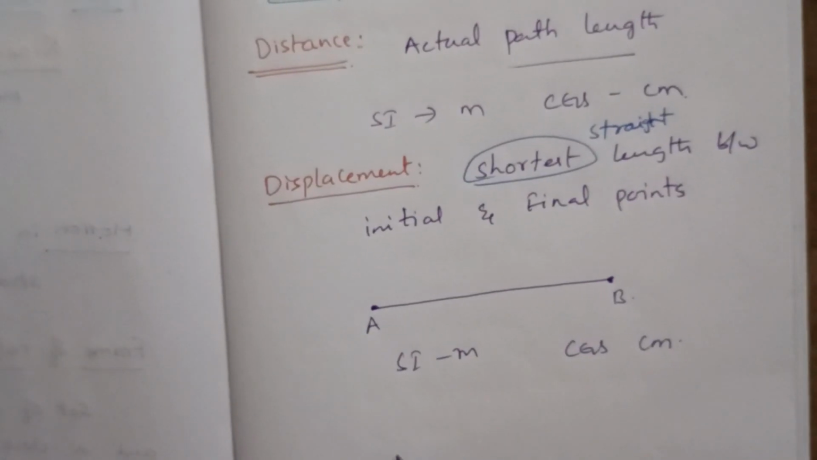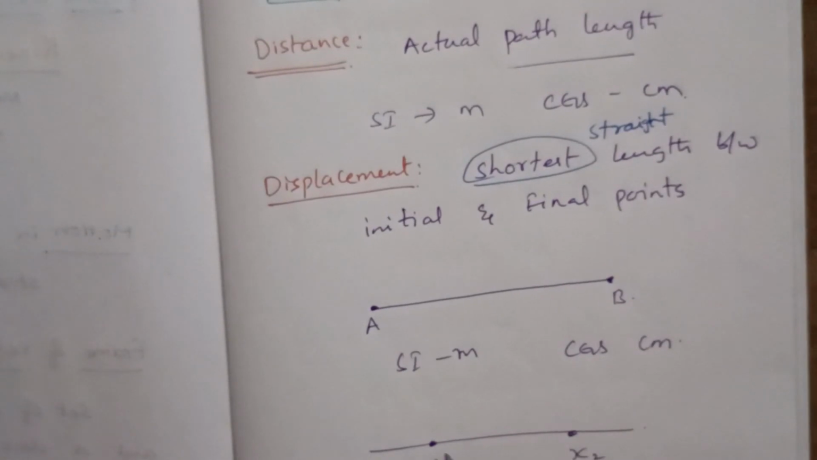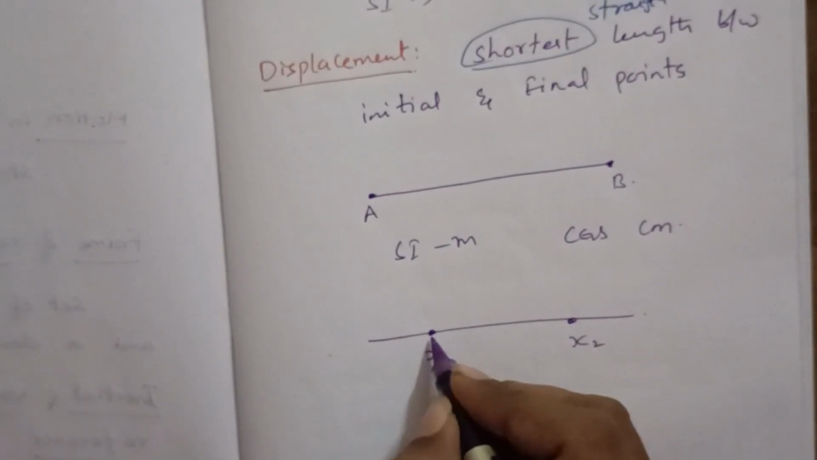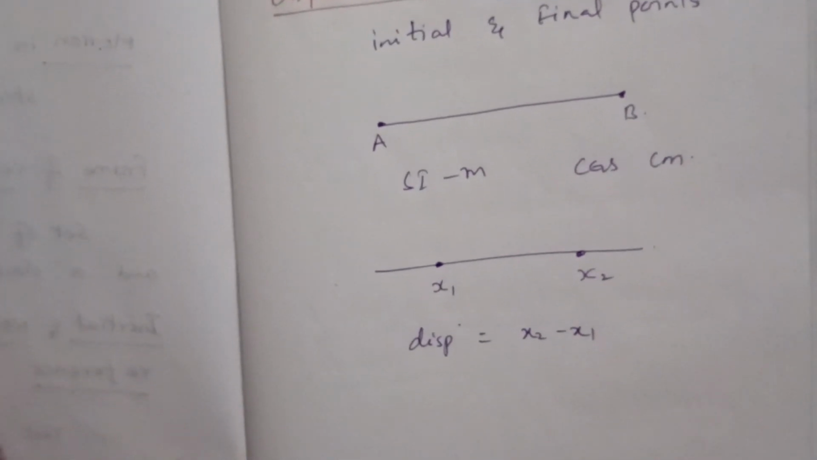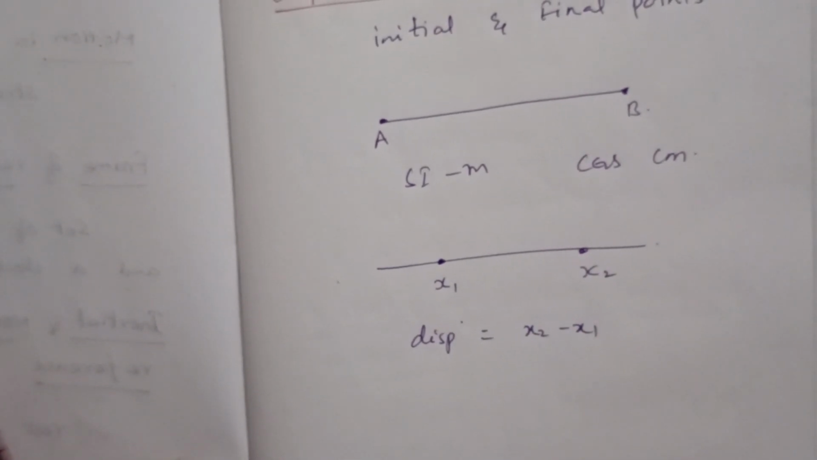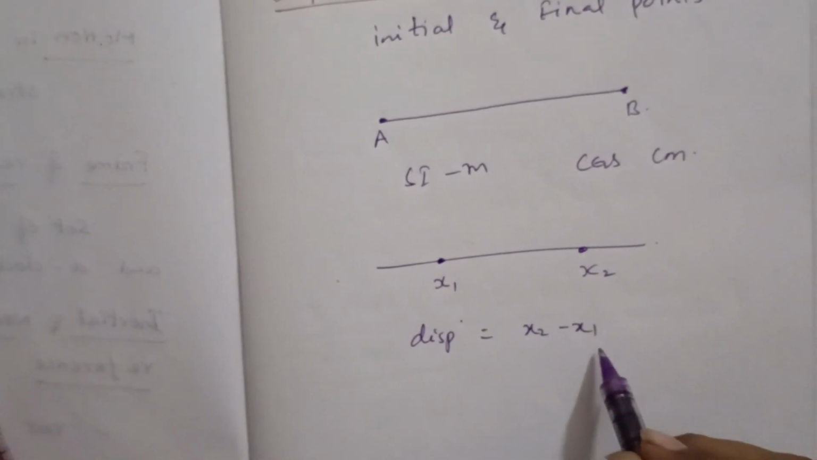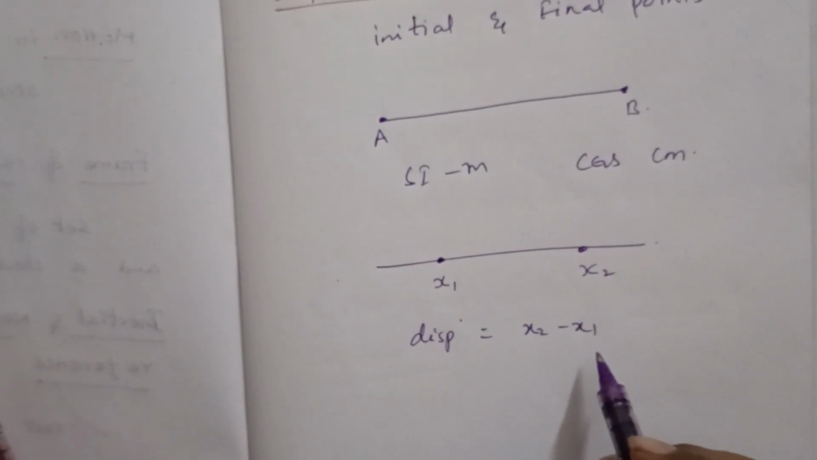If a body is moving in a straight line path, the initial point is x1 and the final point is x2. So the displacement covered here is x2 minus x1. Displacement is x2 minus x1, where x2 is the final point and x1 is the initial point. Final point minus initial point.